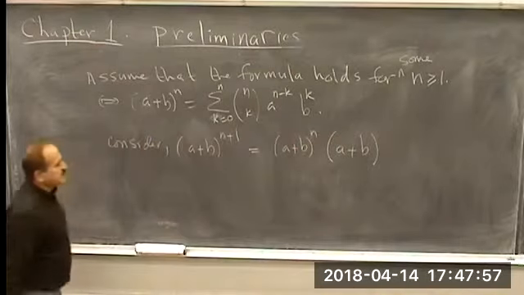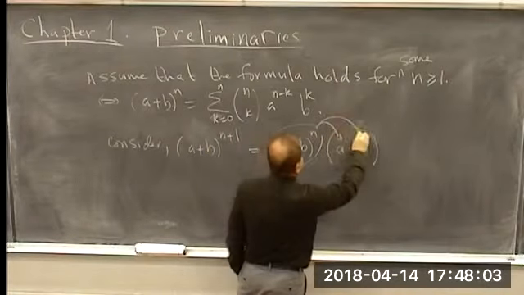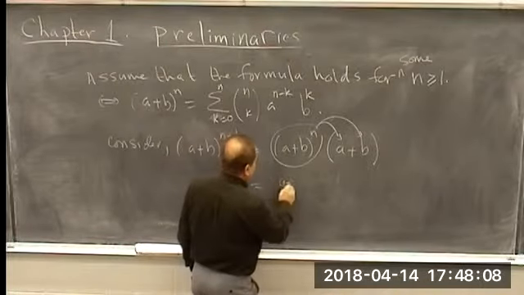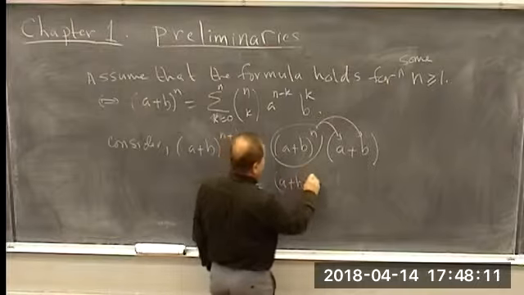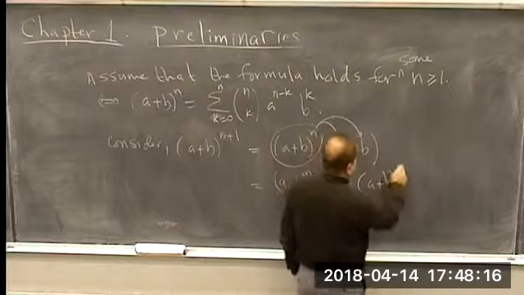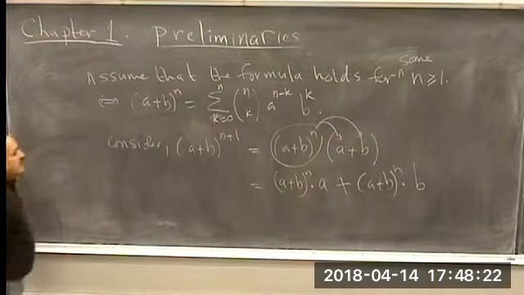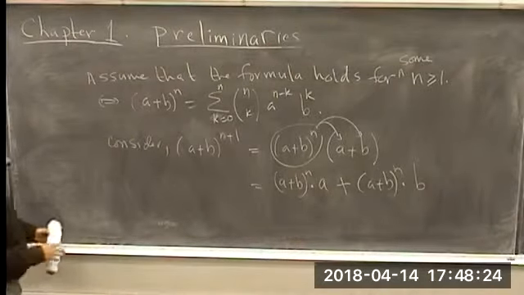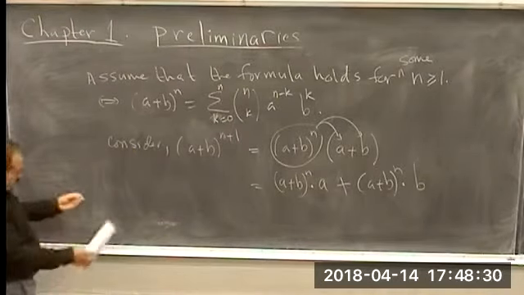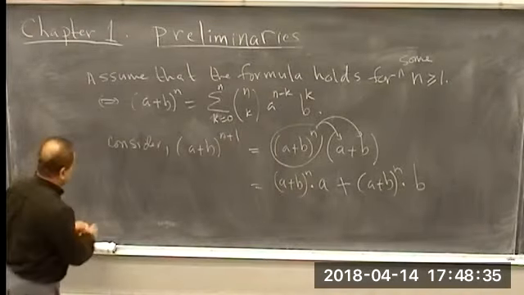So I can separate these. Then I'm going to distribute this inside the parentheses. So this gives me a plus b to the n times a, plus a plus b to the n times b. I'm going to take each one of these terms and work it out, basically using the induction hypothesis, and then we're going to kind of combine them back together. So let's look at this term.